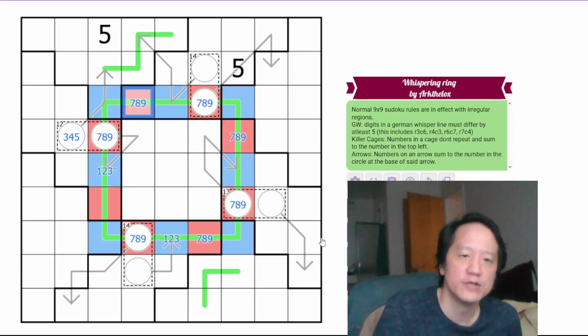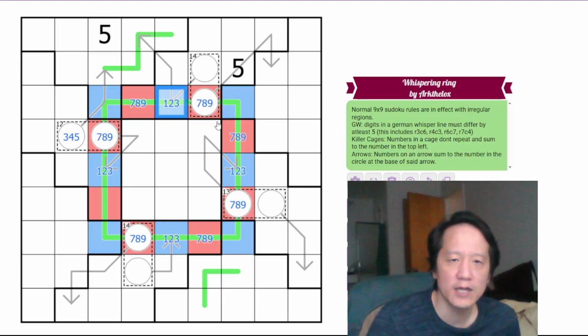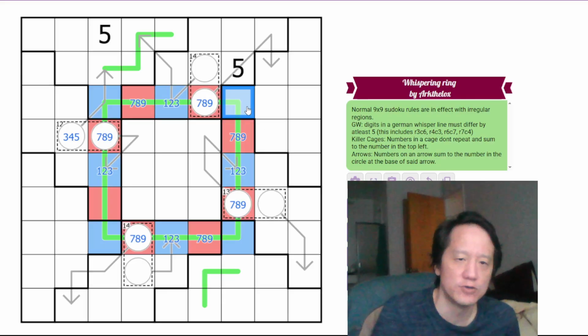So this is 1 through 3. This is 1 through 3. These are 1 through 3. So is this. And the corners can be next to 2, 9. So this is 1 through 4, actually.